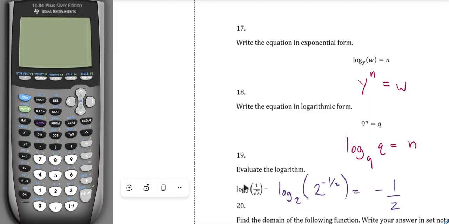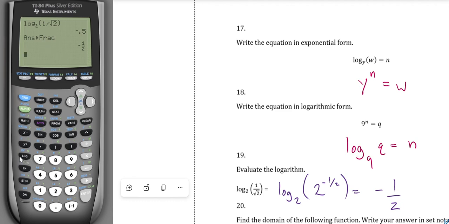Let's also not forget how to evaluate logs on a calculator. If we have a TI-84, we can likely go to Math and then down to Log Base, which gives us a slot to write in our base of 2 and our argument, which is 1 over the square root of 2. This is, of course, minus 1/2 as we got. And if you didn't have a TI-84, you just had access to a scientific calculator, that really wouldn't be a problem.